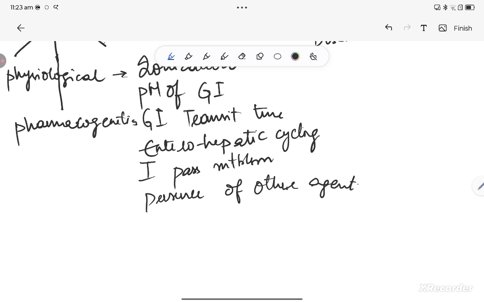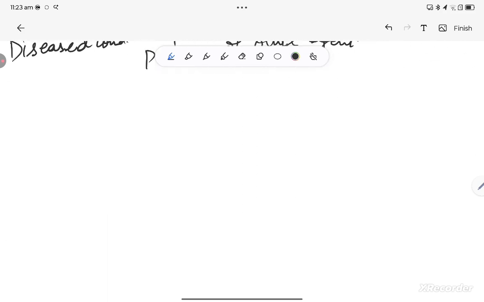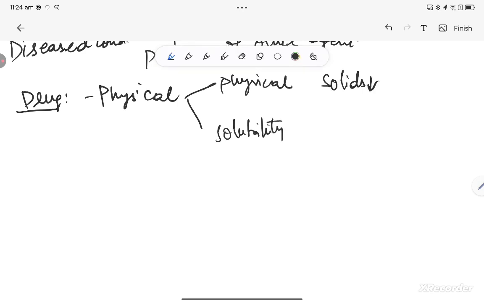Obviously, third most important is patient's diseased conditions. Clear? So, factors are either drug related or patient related. First, we'll talk about drug related factors. Physical properties, yes, and solubility. So, complete in drug related, we are talking about physical properties. In physical properties, we are talking both physical state of the drug, and then solubility. With common sense, we can tell that solids are less absorbed when compared to liquids. Yes or no? This is just an example.